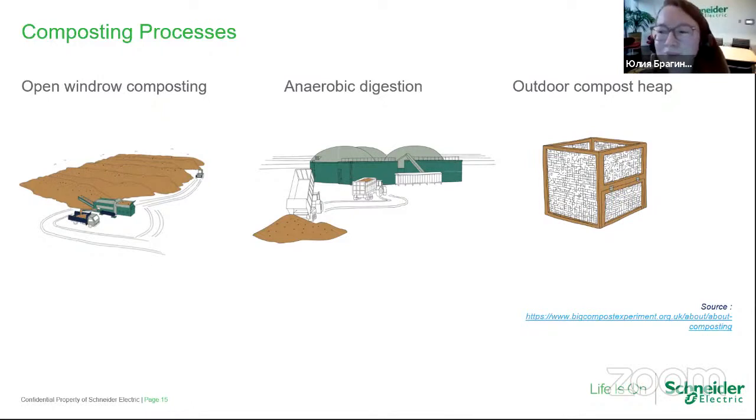The next one is anaerobic digestion. I just told about it when I was explaining the biological cycle. This is a very good type, not only for plant waste but also for wood waste and animal waste.